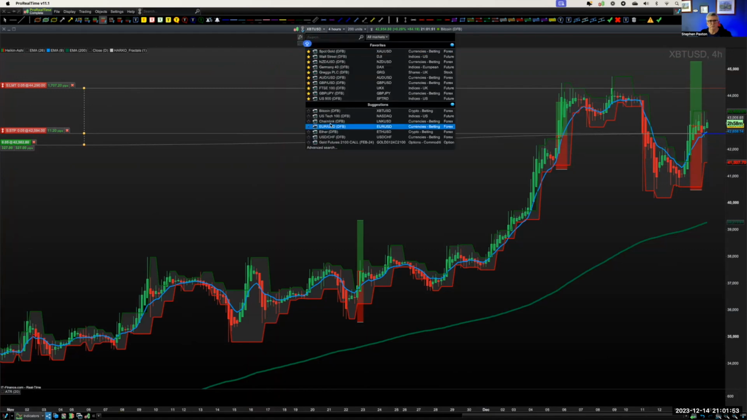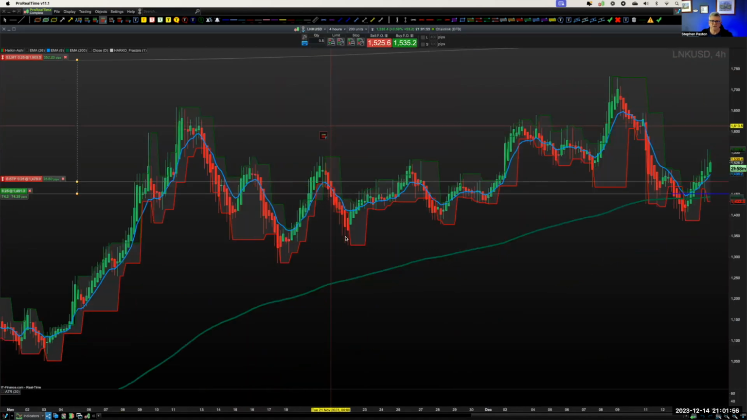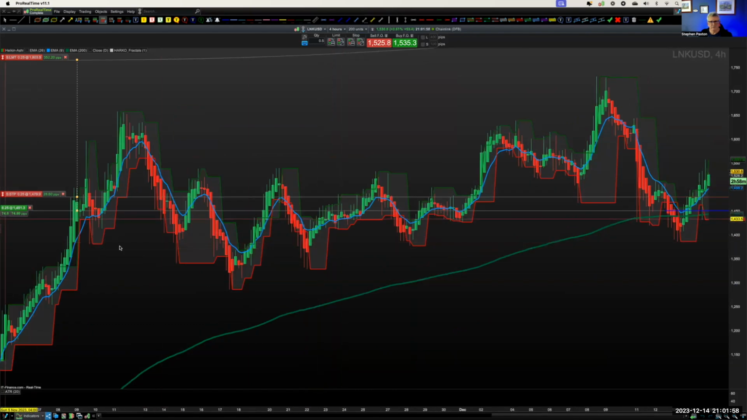We've got another, we'll do Chainlink. We're looking at Chainlink. There's another one here on 4-hour. We're up on Chainlink as well. And you can see the market's moving in the right direction.